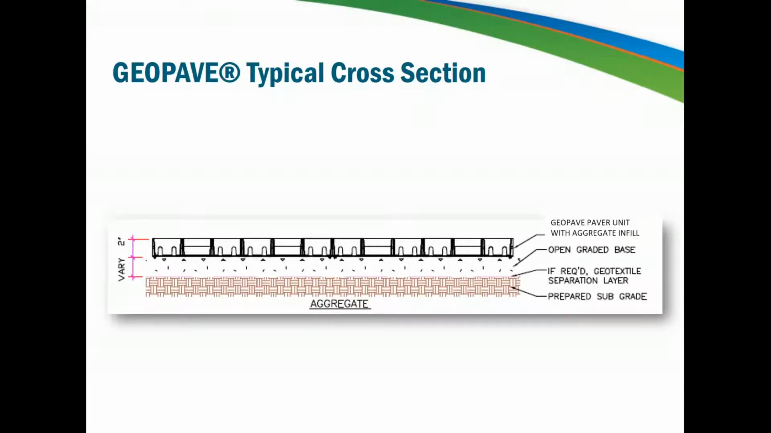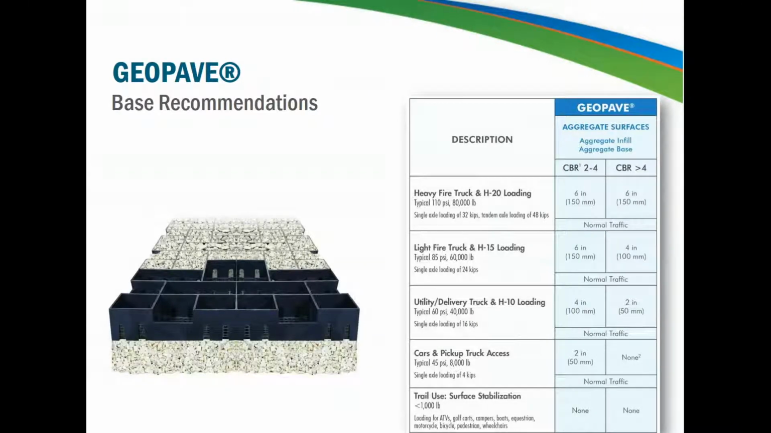Here we have a typical cross-section for the GeoPave system. The GeoPave unit is 2 inches deep, so the overall depth of the cross-section depends on the amount of open graded base course that's required. There are a variety of factors that decide the depth of that base course, but there's a minimum of 2 inches that we require for pretty much every case. Additionally, depending on the native subsoil, a geotextile separation layer may be required. And note that there's no need for that choker or bedding course underneath the pavement unit. So there are no layers that are going to limit that stormwater infiltration. So the water is going to flow through quickly.